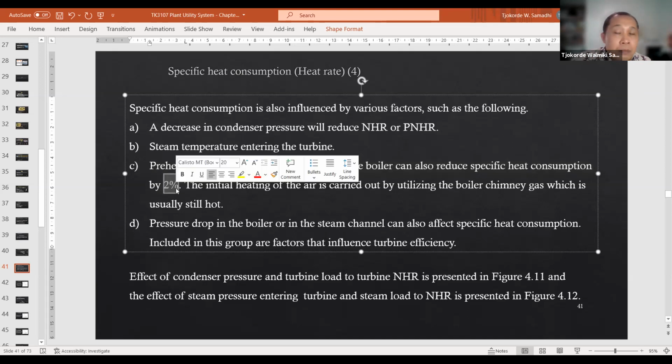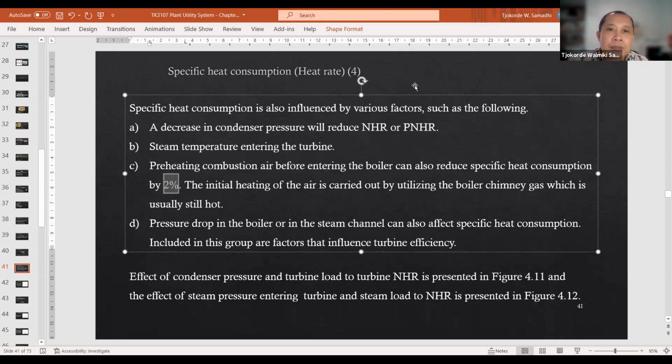Now 2% might not sound like much, but if you multiply this with gigajoules of heat consumed by the boiler every day or even every hour, then the 2% is multiplied by a very large number, and eventually it will become a very significant dollar amount. Otherwise, people will not make economizers, right?